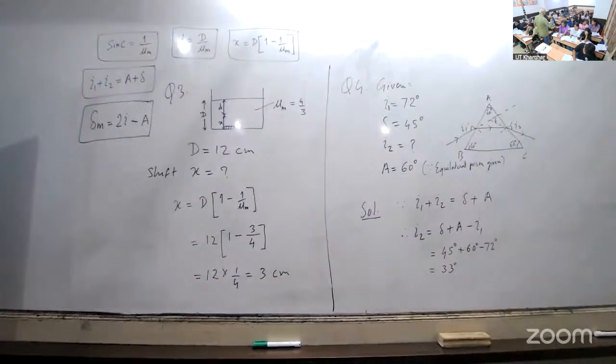Okay, so the numericals are simple. So we remember the formula and the contents. Question 5. Yes, because this is for minimum deviation. So minimum deviation is a special condition.